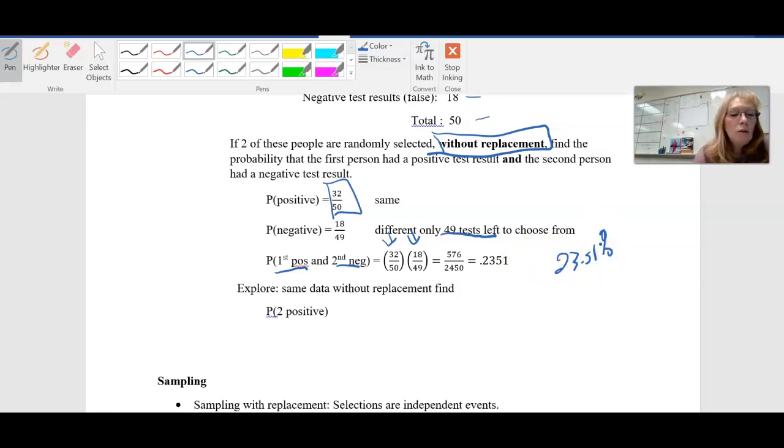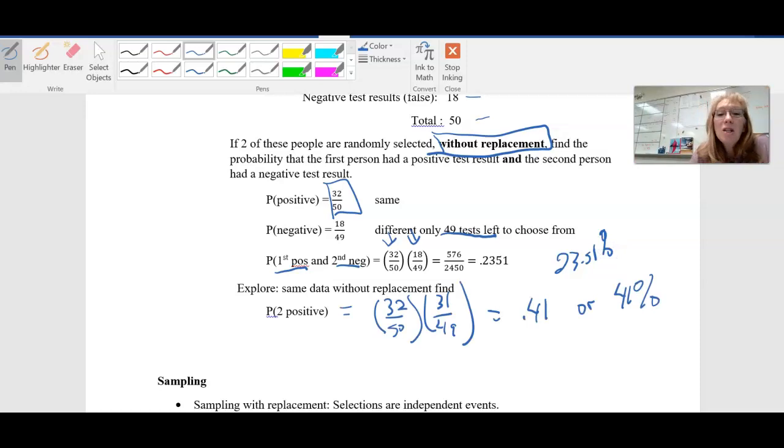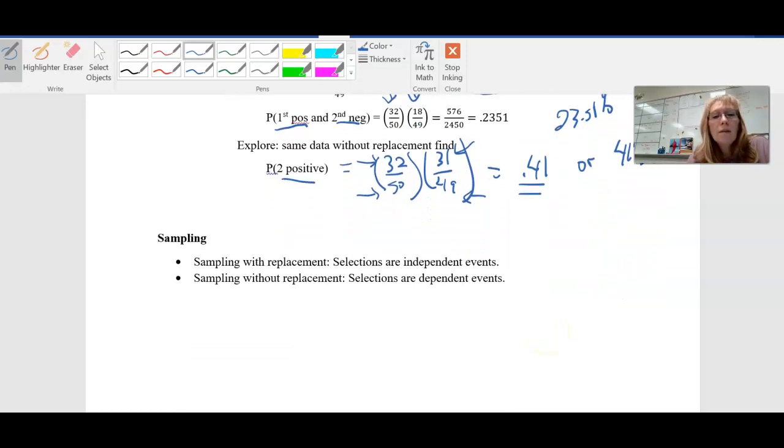Now, pause and do your two positive. Okay, I hope you did a good job. On the positive now, both the numerator and the denominator are affected. Because if I choose out of 32, I only have 31 positive results left. If I take away 1 from 50, I only have 49, which gives you 0.41 or a 41% chance.